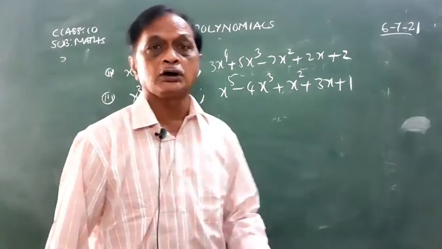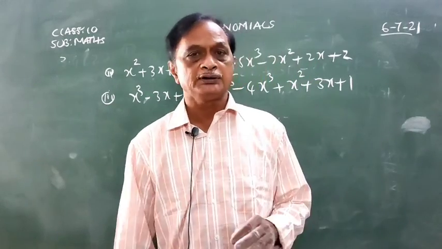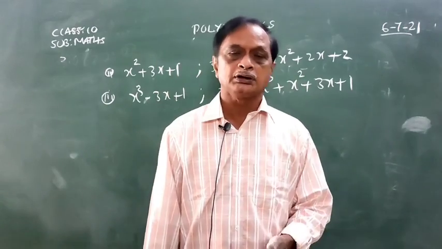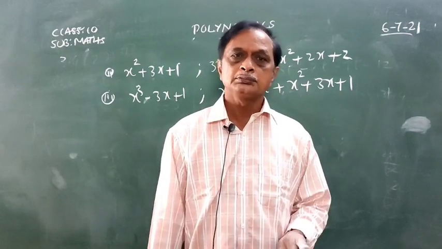So far we learned how to divide a polynomial by another polynomial, and in some of the cases we verified dividend equal to divisor into quotient plus remainder. There are 3 more problems in the same exercise and also in the examples. So I will complete the same in the next class.